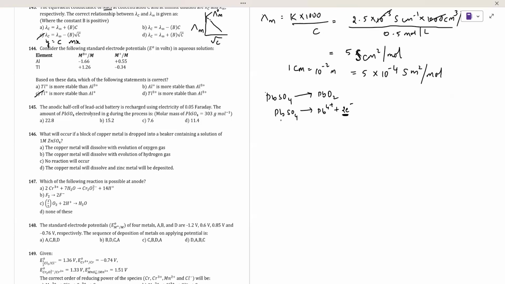From this reaction, we can understand that for 1 mole of PbSO4 to get electrolyzed, it requires 2 Faraday of electricity, isn't it? Now, in the question they are giving 0.05 Faraday, and if we are supplying only 0.05 Faraday, how many moles of PbSO4 can be electrolyzed? This is the question, but they want the answer in terms of grams.